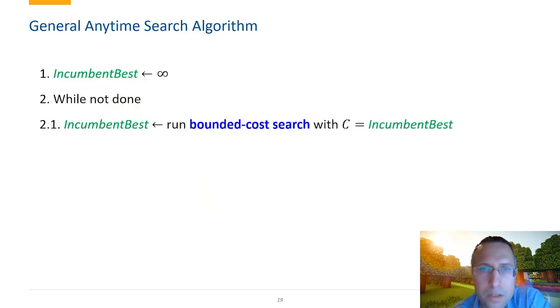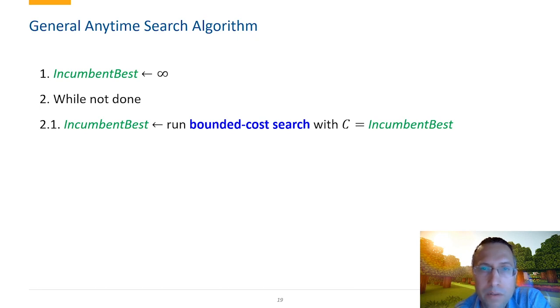Now here is something super simple but neat. If you have a bounded cost search algorithm, you can use it to create an anytime search algorithm by following this simple pseudocode. Initialize the incumbent best solution cost to infinity. Then run a bounded cost search to find any solution with a lower cost. Then update the incumbent best solution with the newly found solution and continue this process, setting in every iteration the found solution cost as the cost bound for the next iteration. And that's it. If our bounded cost search algorithm is good, then it does exactly what we'd like an anytime search algorithm to do. It tries to return a better and better solution as quickly as possible.